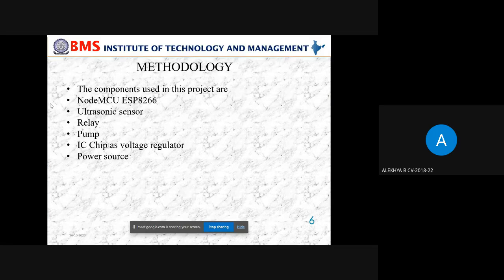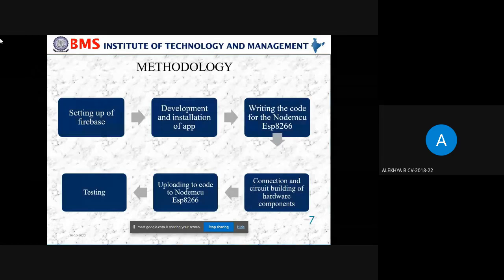We use the relay and pump for continuous supply of water. And since all the different components use different voltages of power, we use an IC chip for regulating the voltage. And we use the 9-volt battery as a power source. The first thing that was done was setting up of a Firebase to store all the data. And the Firebase is basically a database where all the URLs and APIs that we needed for the app were stored. And then we created the app from an application.